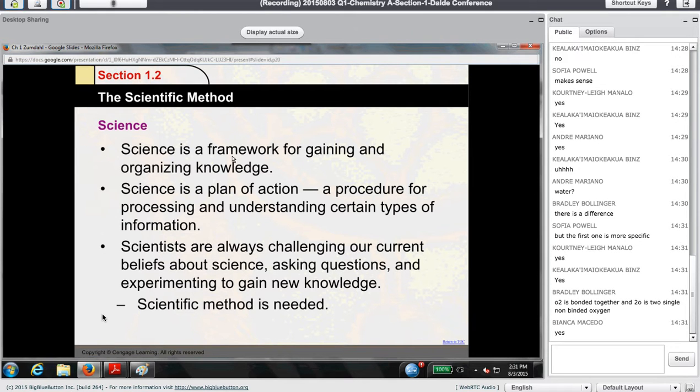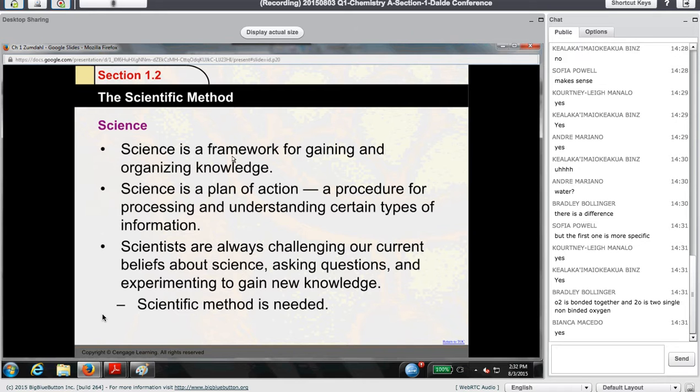Science is a framework for gaining knowledge and organizing knowledge. O2 is bonded together, and 2O is 2 single oxygen non-bonded. Yes, exactly, Bradley. That's what it is. But essentially, what it means is there's 2 oxygen present someplace.